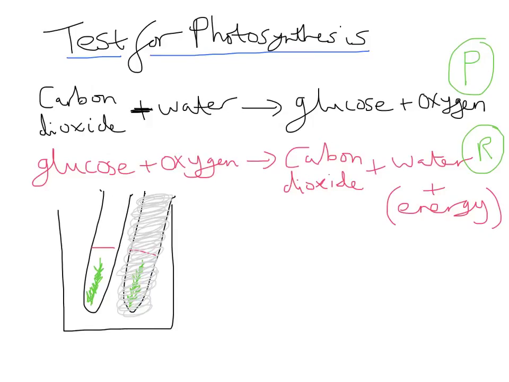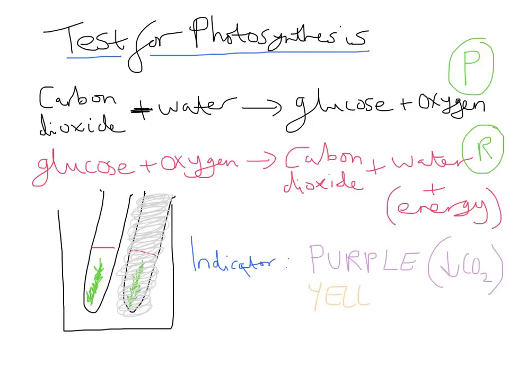Now, in terms of that indicator, it actually turns 2 colours. It will go purple when there's less CO2. So when the CO2 level falls, the indicator turns purple. Or that indicator will go yellow when the amount of CO2, carbon dioxide, has risen.